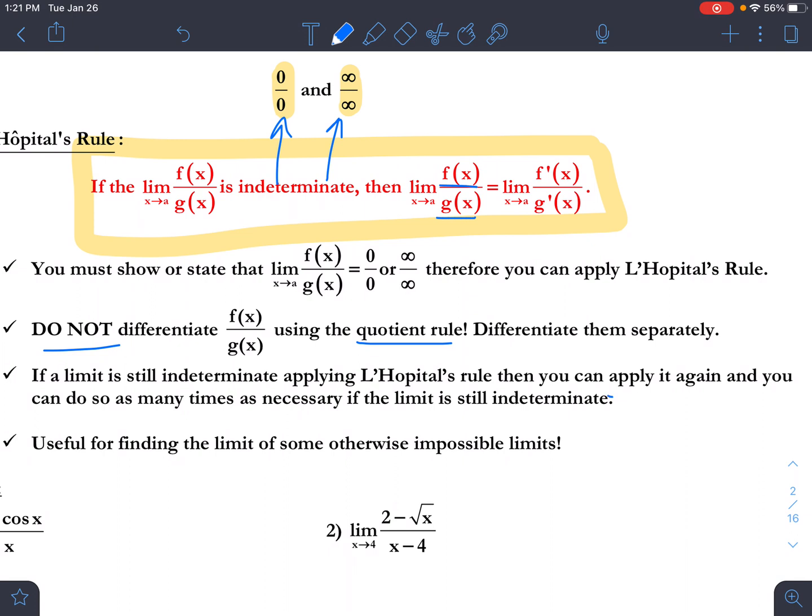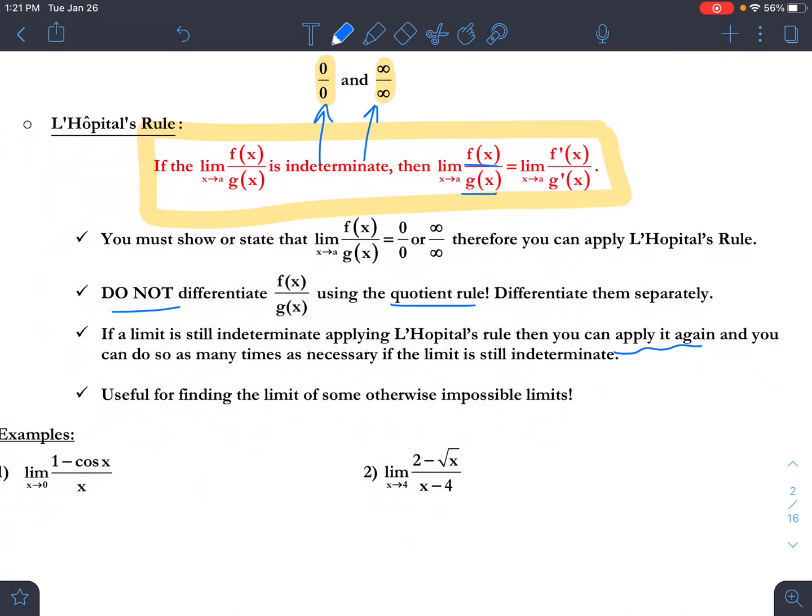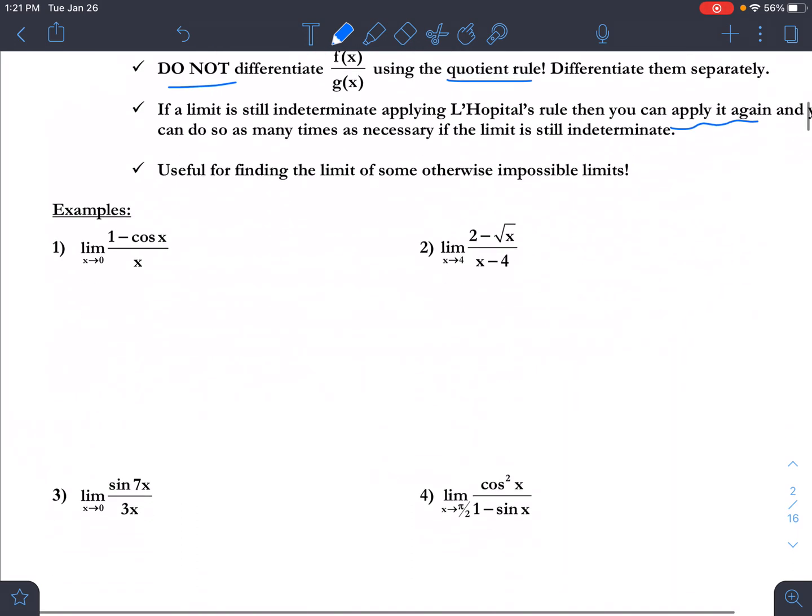You can actually apply this more than once, so if you get 0 over 0 or infinity over infinity again, you can keep doing it. And again, different than quotient rule. We'll talk about the rest of this as we go, but it's really nice for finding otherwise impossible limits that we didn't know how to do before. So take a look at number 1. We'll jump in, do 1 through 5 here, and then take a look at number 6 as well.